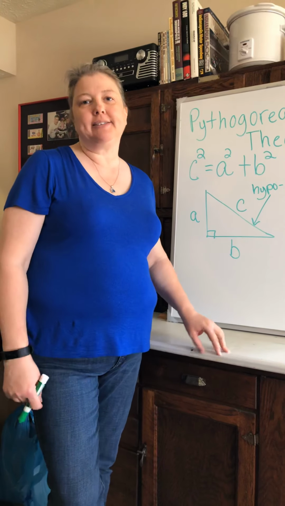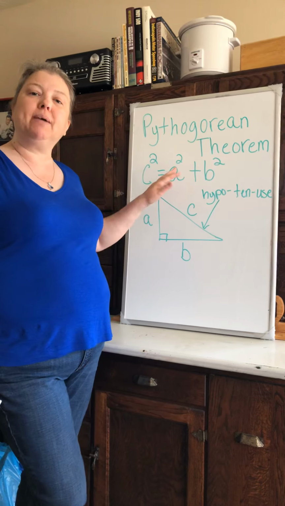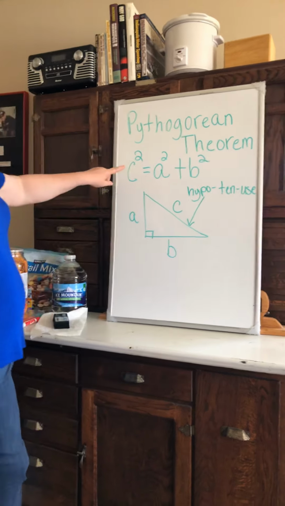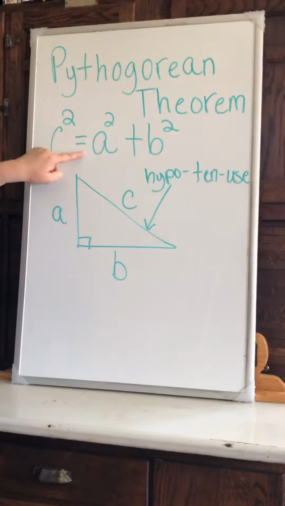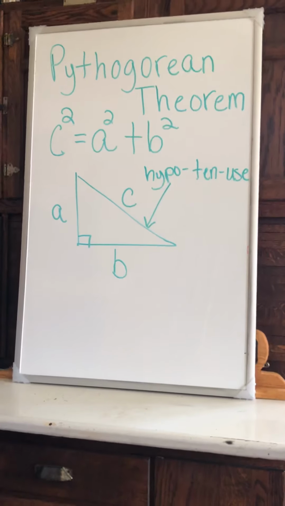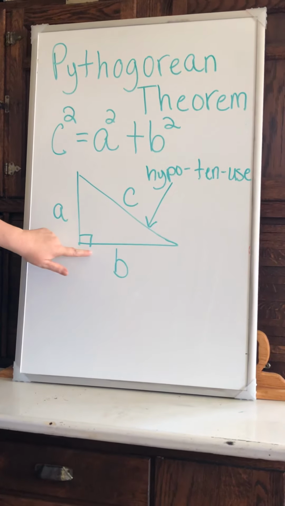Hi, so today's lesson is on the Pythagorean Theorem, and the Pythagorean Theorem has a certain formula for it. And the formula is c squared equals a squared plus b squared. Okay? When you have the Pythagorean Theorem, what you're going to have is this triangle.